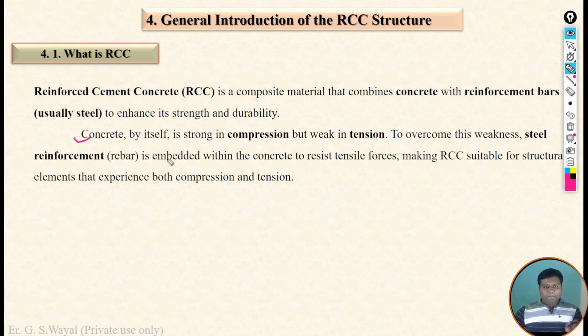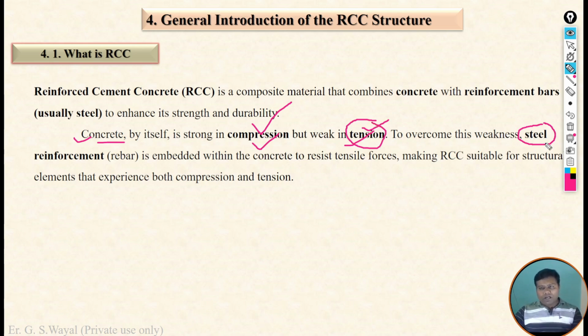Concrete by itself is strong in compression but weak in tension. We know that concrete is weak in tension and strong in compression. So whatever weakness is there, that is tension, is the weakness of the concrete.